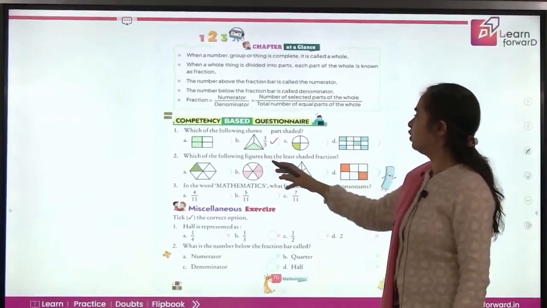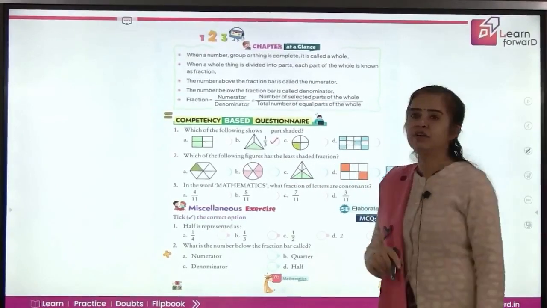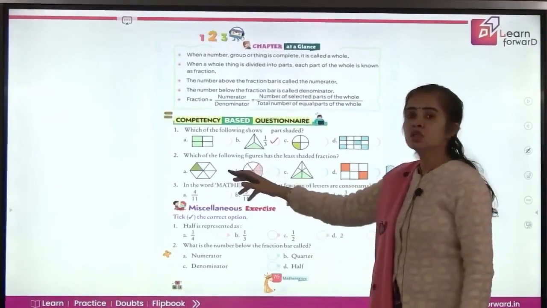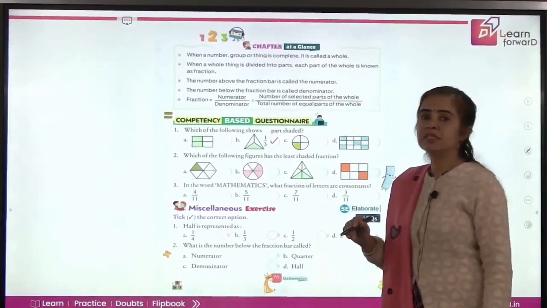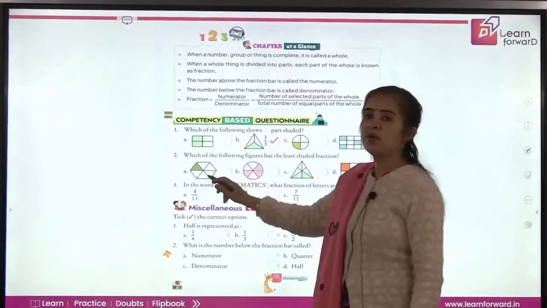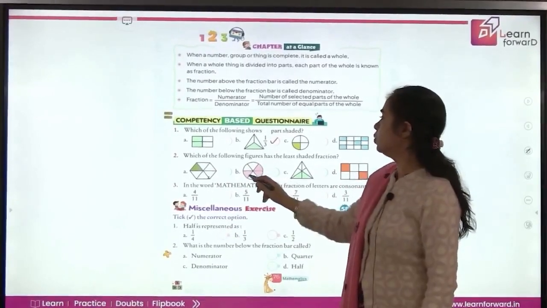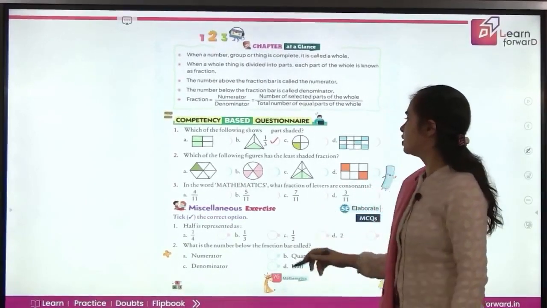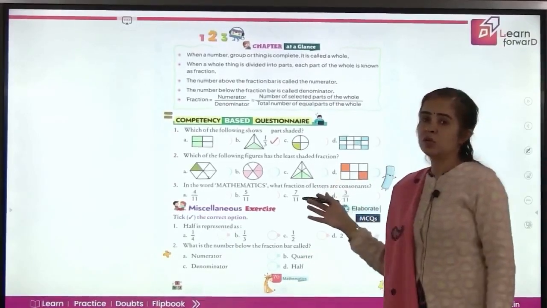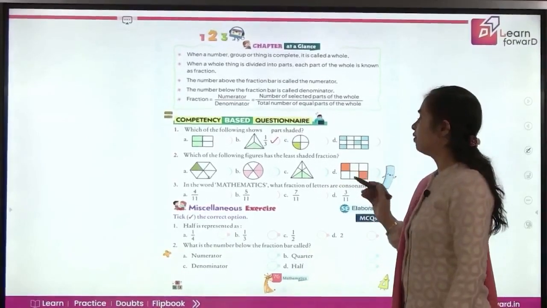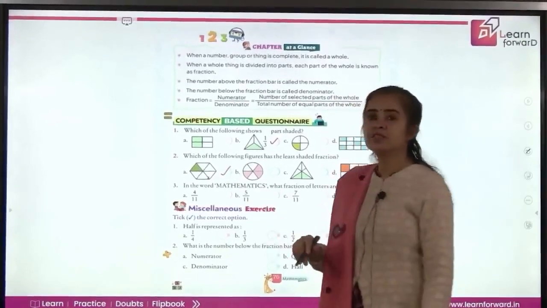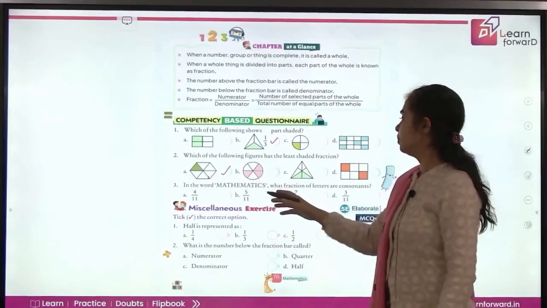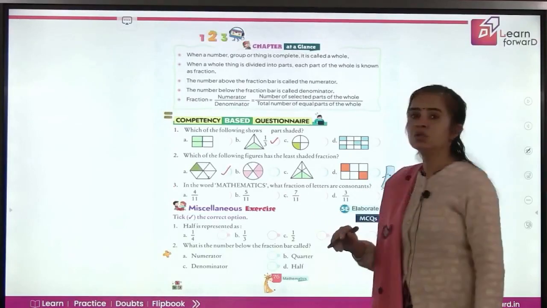Which of the following figures has the least shaded fraction? So what do you see? Where is the maximum number of pieces? Equal sharing. Here you have 1 out of 6. Here you have 3 out of 6. Here this is not equal sharing. And here you have 2 out of 6. So which is the smallest one? This is the smallest.